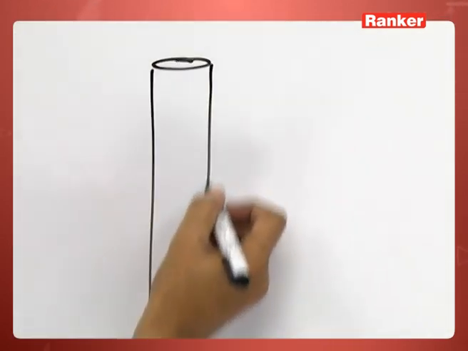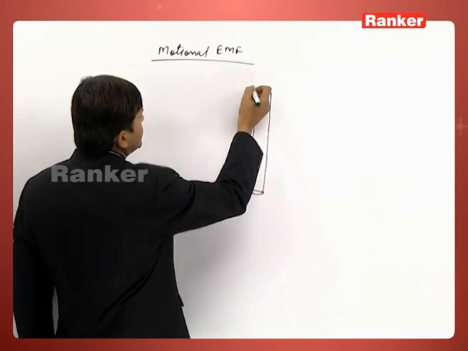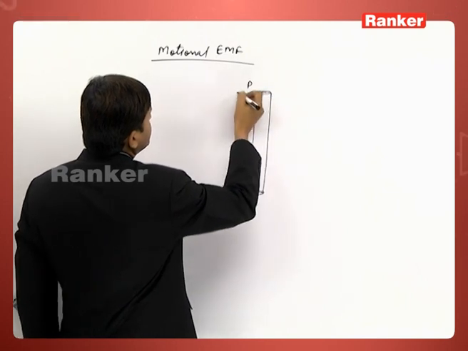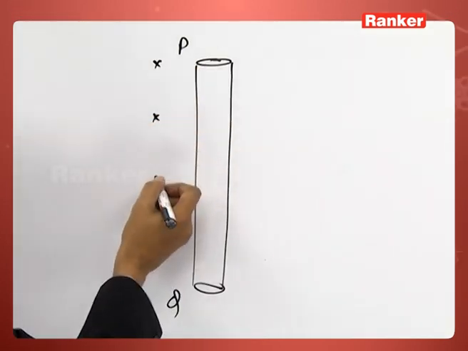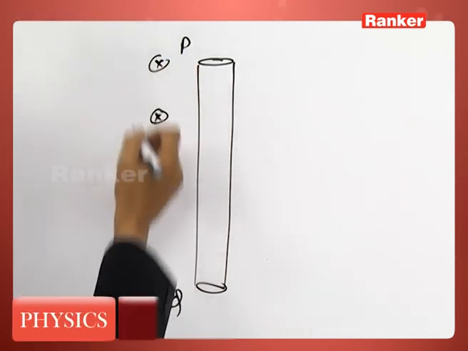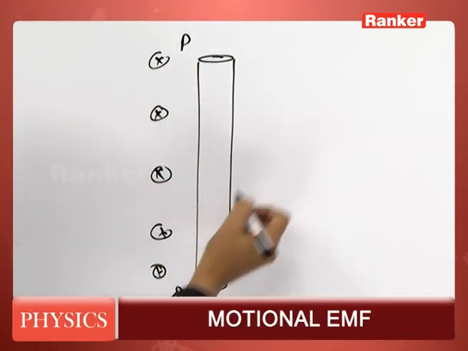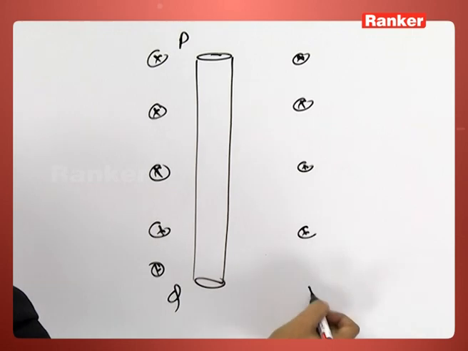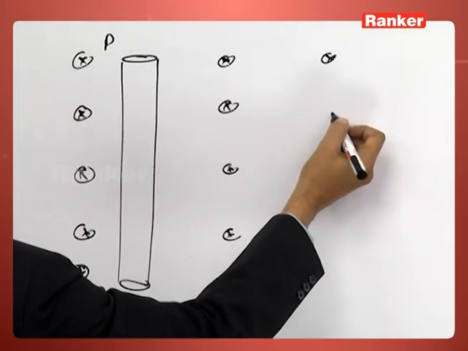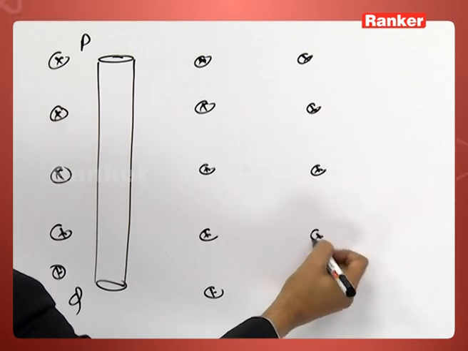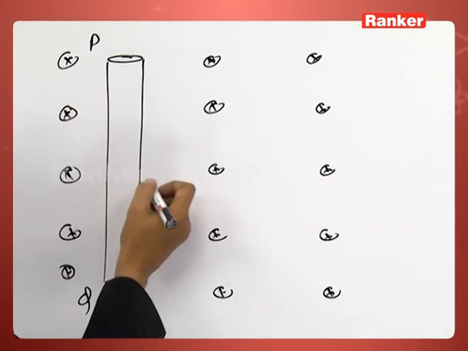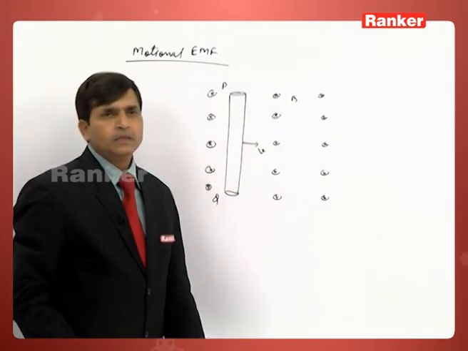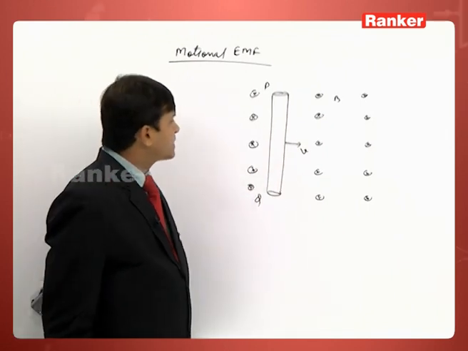So this is a conductor. Let the conductor be PQ, and this conductor is kept in a magnetic field which is directed inward. So we are assuming the field is directed inward like this. And the conductor is moving with velocity v. See the very interesting point here.